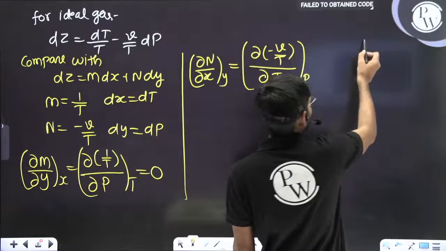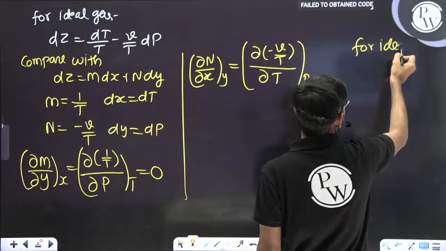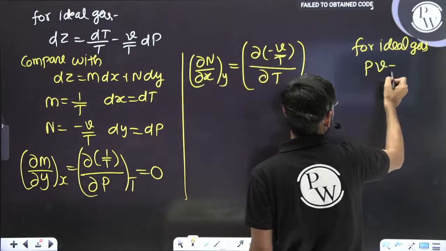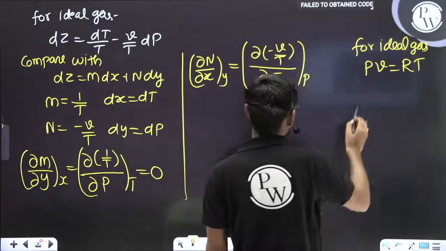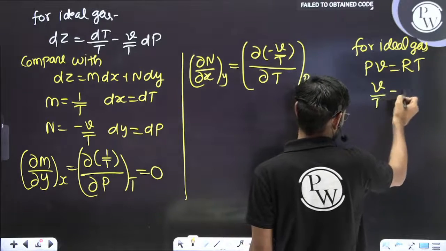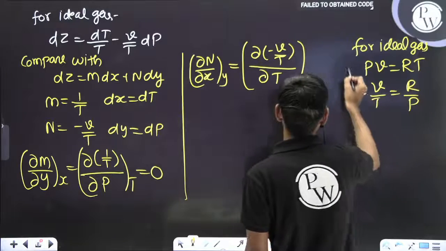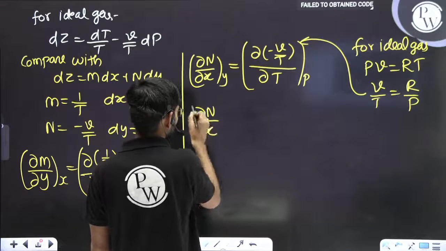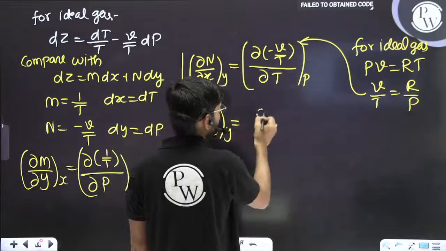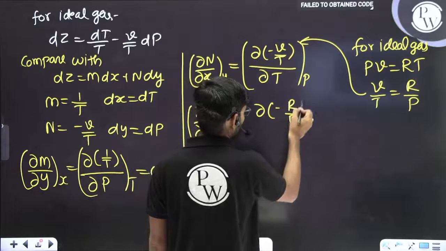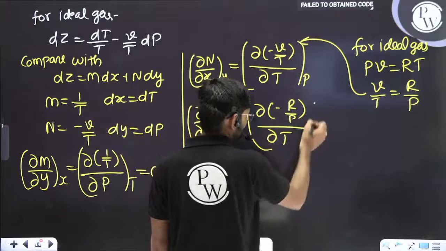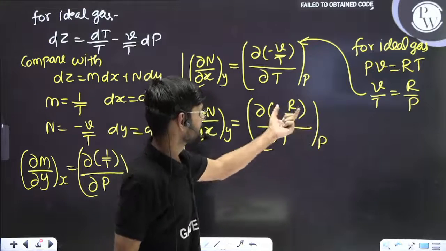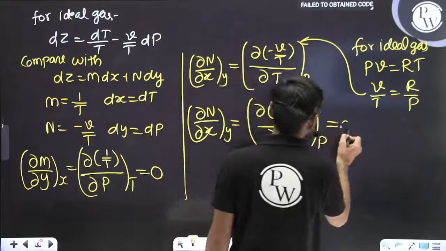So what you can do is, for ideal gas, we already know PV is equal to RT, right? So V by T can be written as R by P. Just put this value here. So you'll get dou N by dou x at constant y is equal to dou of minus R by P by dou T at constant P. And now if P is constant, then R by P is also a constant value. So the differentiation with respect to T is 0.